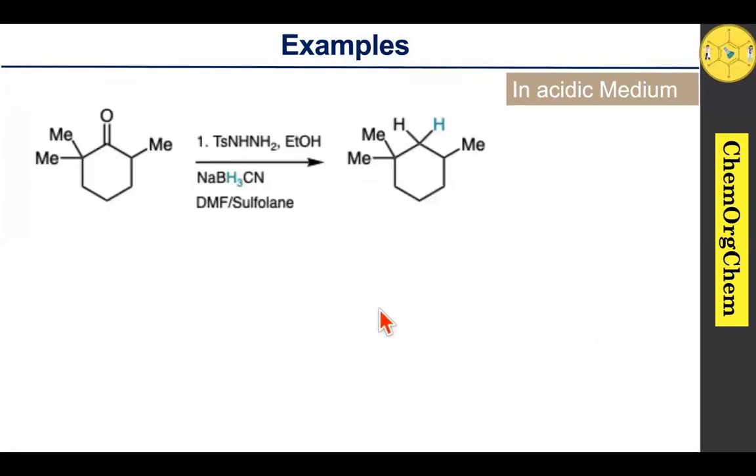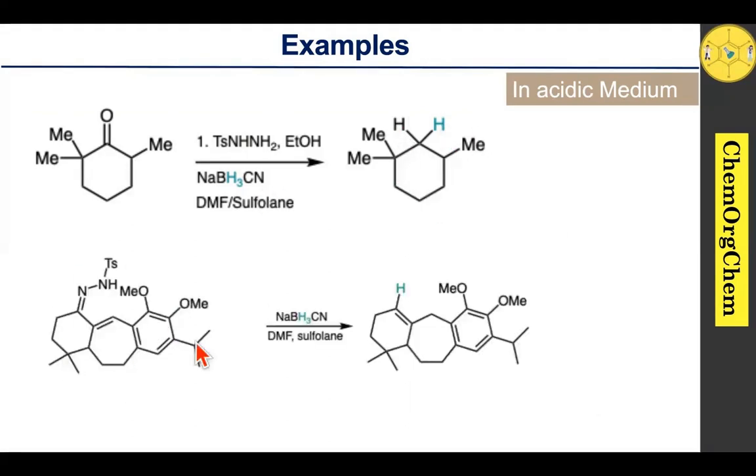Let's see some examples for our reductive deoxygenation or reductive alkylation protocol. Now consider this ketone. In the first step, when you use tosyl hydrazine in ethanol, that will give the corresponding tosyl hydrazone, followed by the use of sodium cyanoborohydride, which quickly reduces it into the corresponding hydrocarbon unit. This is another example, but this one contains an alpha beta unsaturated system. Therefore, when you use sodium cyanoborohydride, reduction as well as isomerization takes place to provide the corresponding product.